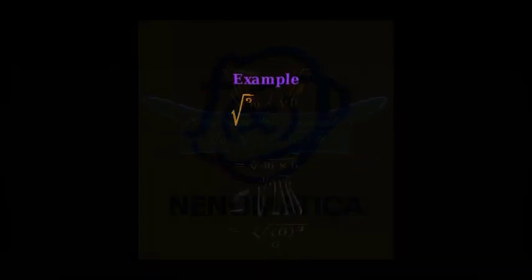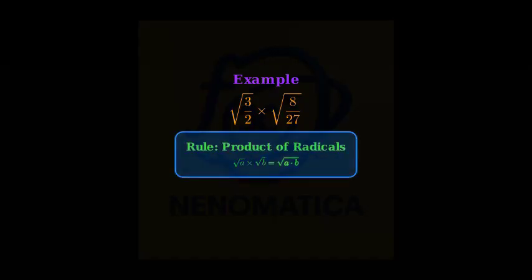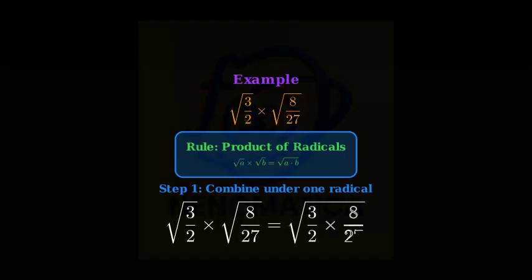We need to multiply the square root of 3 over 2 by the square root of 8 over 27. To solve this, we'll first apply the product rule for radicals. This rule states that the product of square roots equals the square root of the products. So the square root of a times the square root of b equals the square root of a times b.